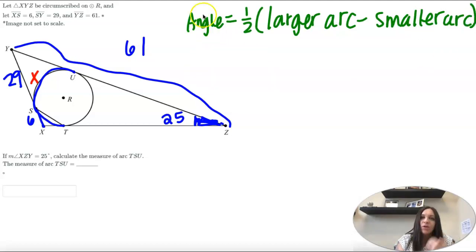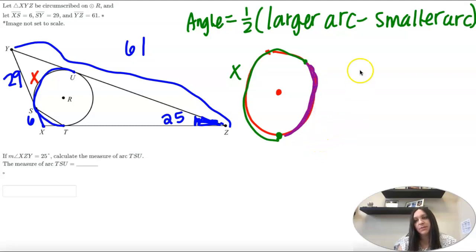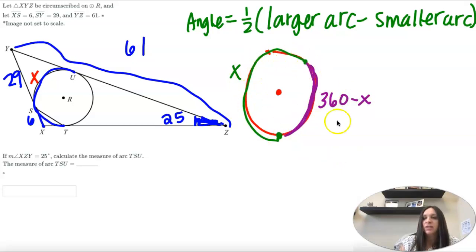So I'm going to pull up the circle here. I'm going to redraw. I have a circle. Sorry, it's not a very straight one. And I know that this part around is X. So I want you to think, could I find this value that's left over? What's all the way around a circle? How many degrees? 360. So if I take 360 and subtract this value, then I would get the smaller value.